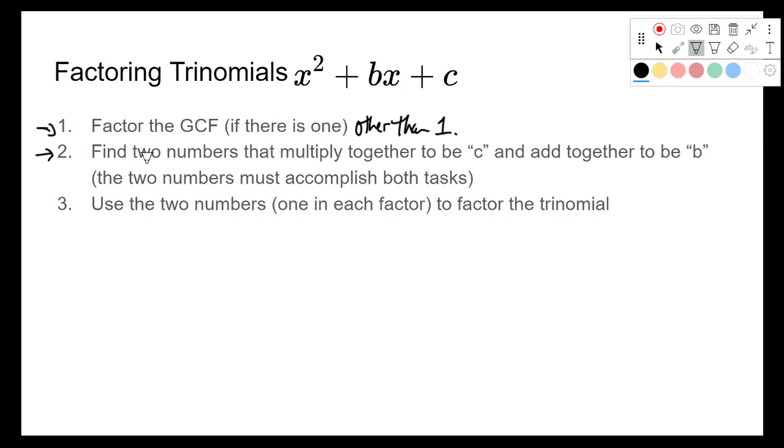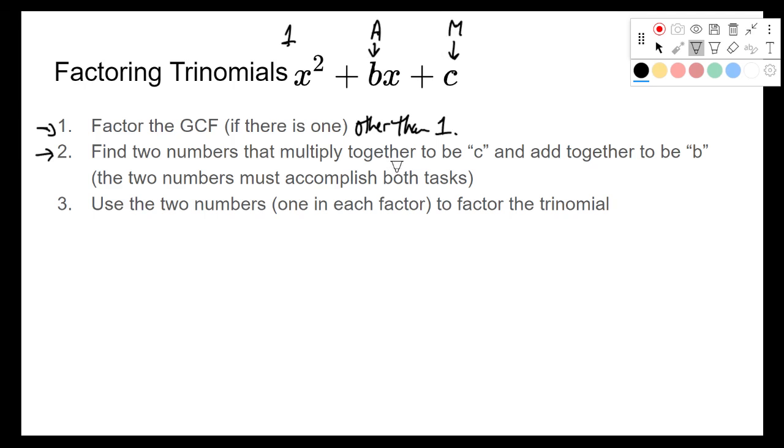We are going to find two numbers. Each problem is like a small puzzle. Find two numbers that multiply together to be c. They have to multiply to be c, and then they have to add together to be this number b. So some teachers call this factoring 1AM. There's a 1 in front of the x squared. You don't see it, but it's there. The two numbers that you find have to add up to be this number b in front of x, and they have to multiply to be the number by itself, c.